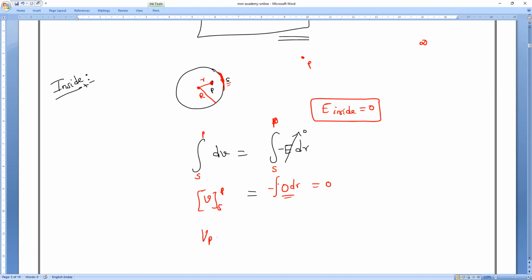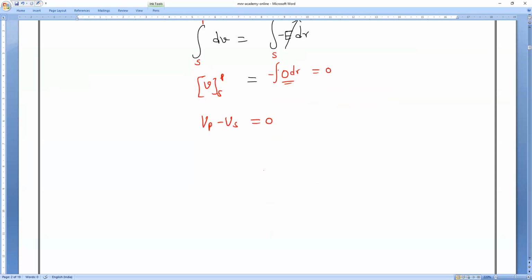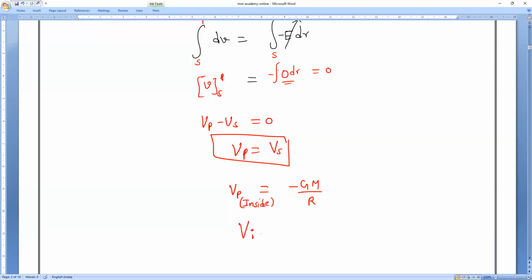This one, what will happen? Vp minus Vs, which is equal to 0. So we all know that Vp is equal to Vs, with minus Vs coming to this side. So we all know Vs, we already know. What is the Vs value? Minus Gm divided by R, which is equal to P. Is it inside or outside, everybody? Inside. So let me take inside.